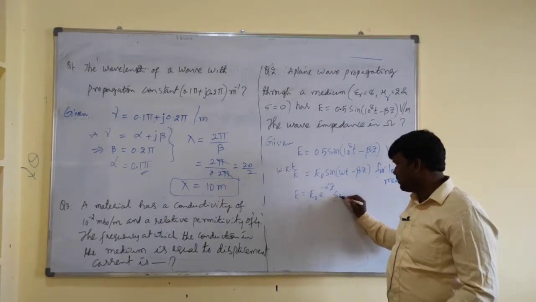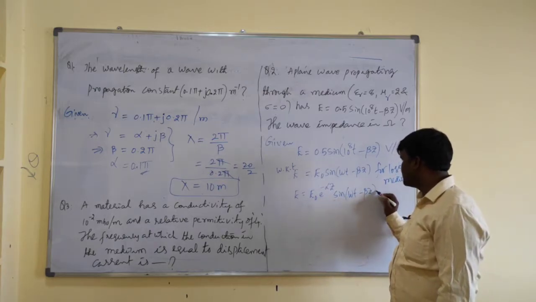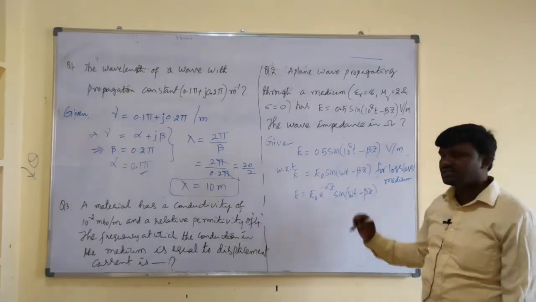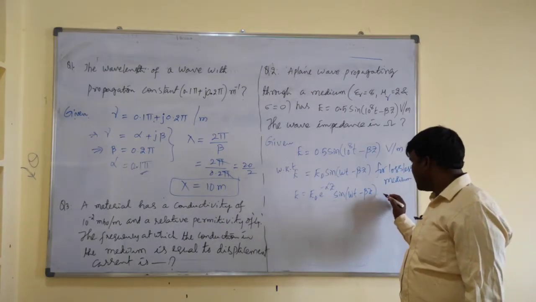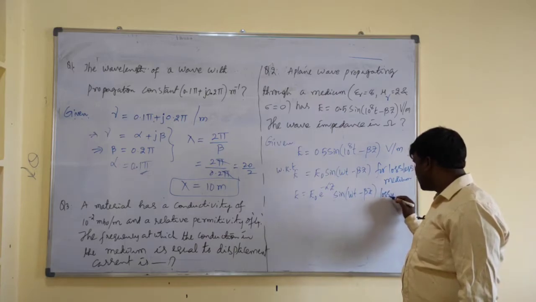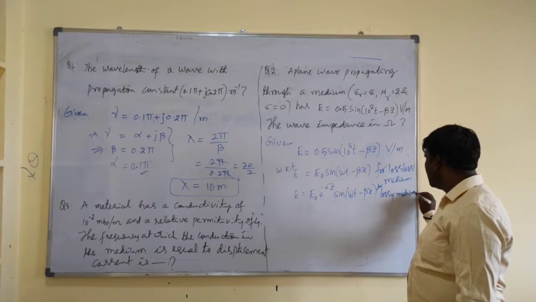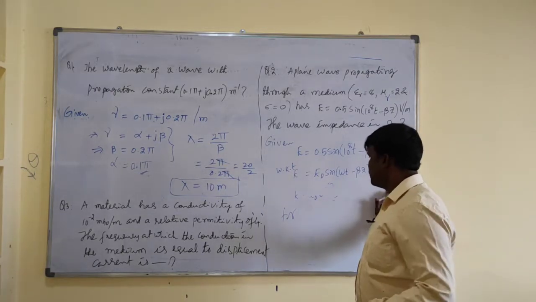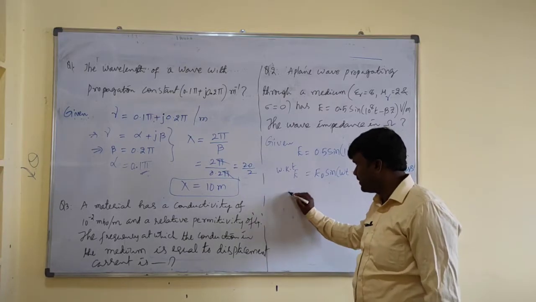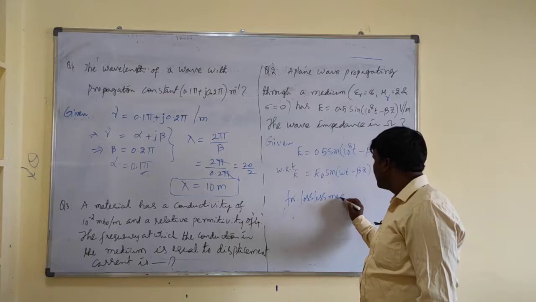So it is in the form of sin or cosine, sin omega t minus beta z. In this case, we consider the sin form. Okay. So, that is for lossy medium. As the medium here is lossless, what are they asking for the lossless medium?